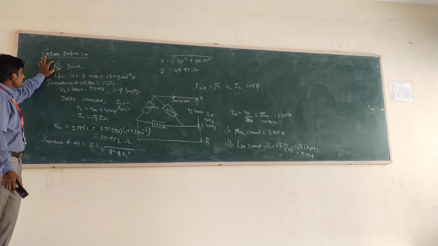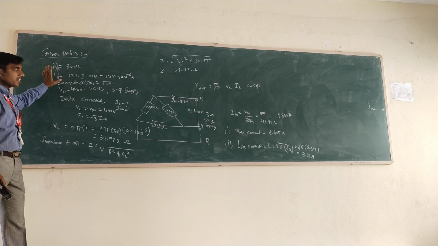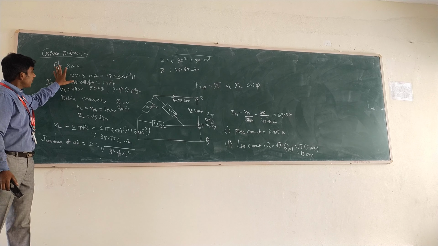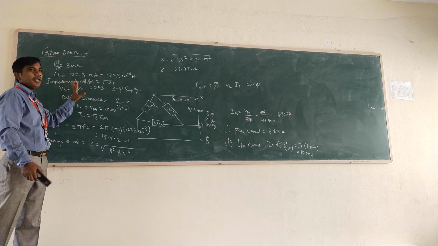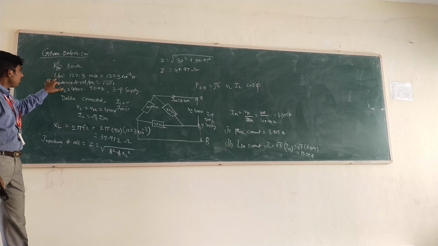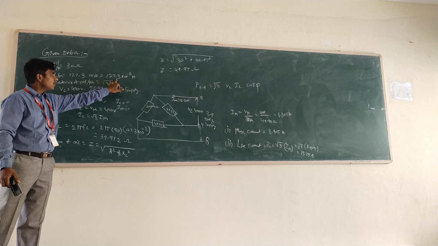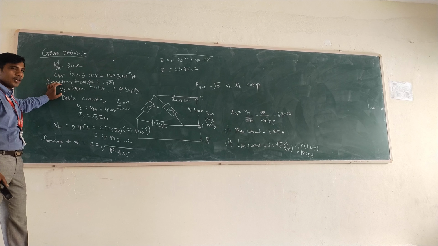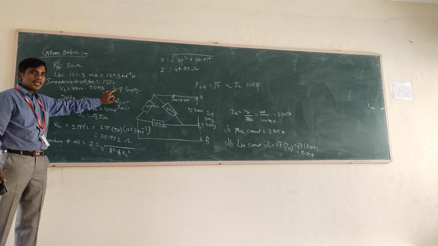First of all, they gave resistance and inductance only. But actually, impedance is the combination of resistance and reactance. We have to calculate reactance for this. And this is connected to a 440 volts, 50 hertz, 3-phase supply.